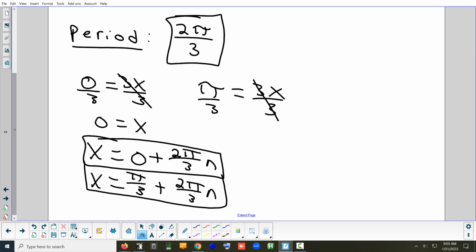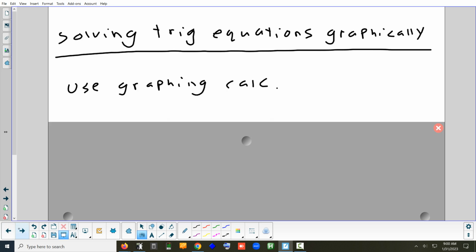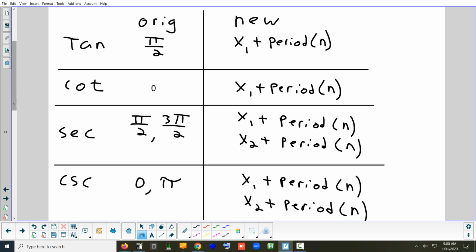Wait, so we'll always do that if there's a number before the x, right? Yeah, if there's a number before the x, then if I go back to the table, these original asymptotes are not going to stay where they are. They're going to shift. The only one that would stay where it is is if it's at 0, because that one doesn't move. But everything else is going to shift.